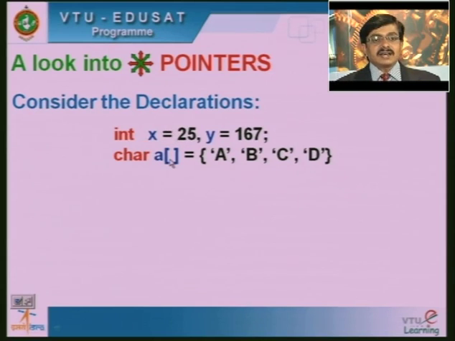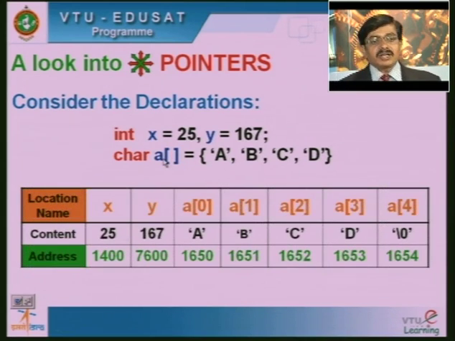So here A is an array of characters. Here I have 4 characters A, B, C, D, and this is an array of size 5, because one null character will also be stored in memory. So A is an array of 5 character elements. Now if you look into the memory organization, how exactly it is stored, the location names we give in the program may be X and Y, and similarly A of 0, A of 1, A of 2, A of 3, A of 4, and this is the content of the memory, that is, the value stored in the memory. The X value I am assigning is 25, so that would be stored in the memory as the value 25.